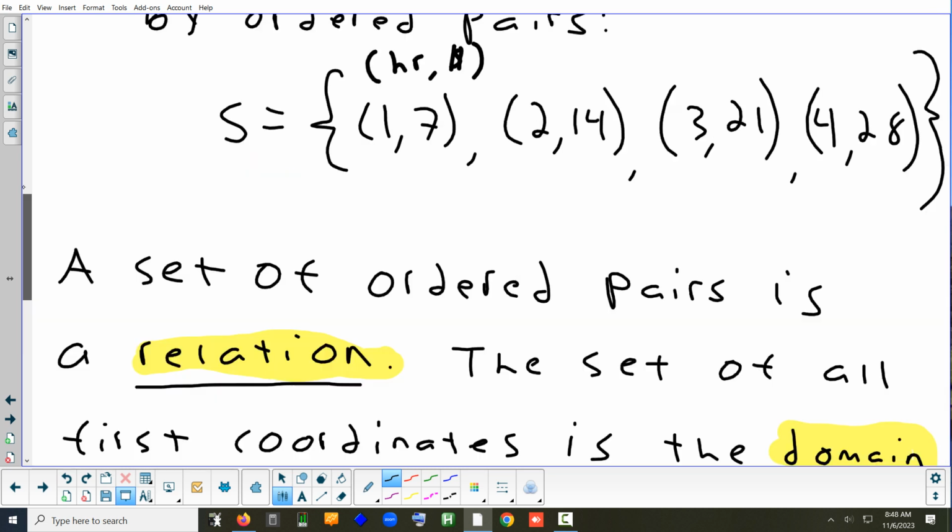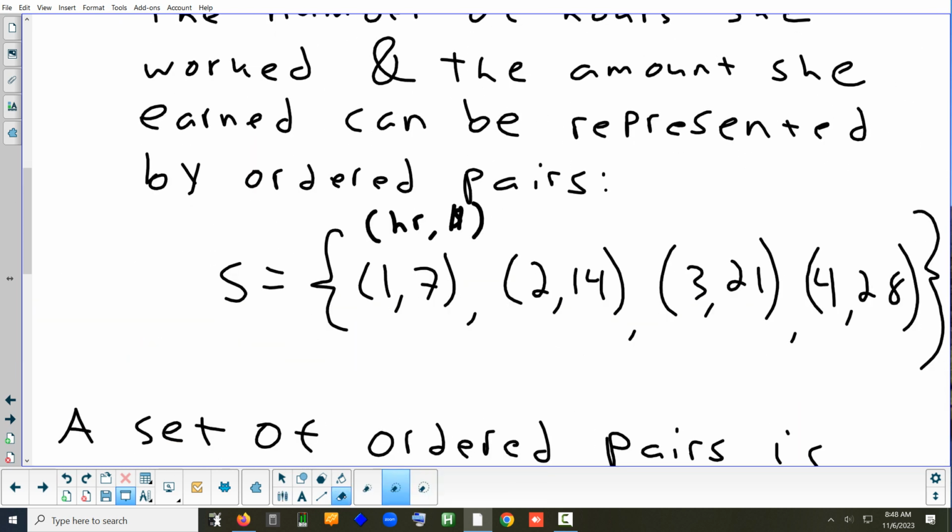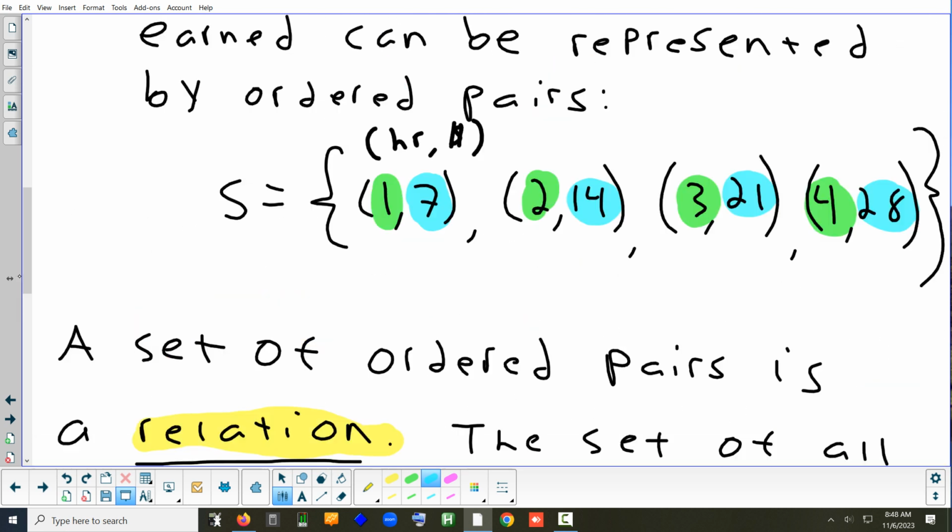So there's a name for all of, I'm going to highlight some of them in green just to show you what I'm talking about. There's this one, this one, this one, and this one. There's a name for the 1, the 2, the 3, and the 4. There's another name for the 7, the 14, the 21, and the 28. Okay, those are all the second coordinates. Well, they're in what we call the X and the Y spot. Yep. And I'm going to tell you what the name of the X's are called, and then I'm going to tell you the name of the Y's.